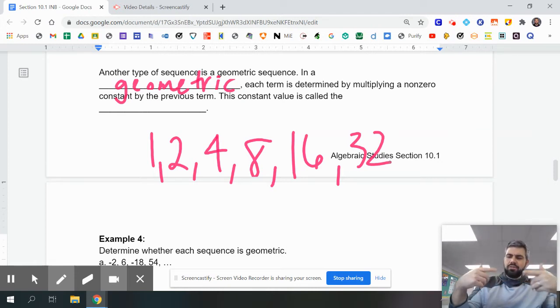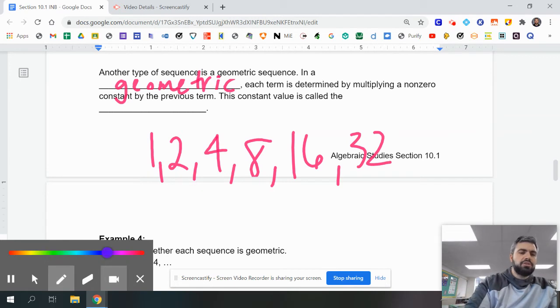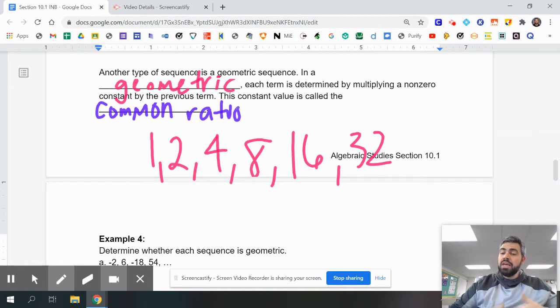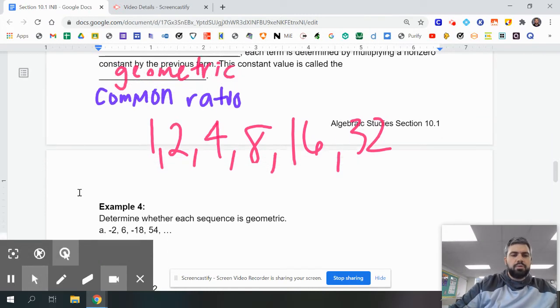So that constant value that we multiply every time has a special name too. And we call that the common ratio. Okay, so ratio, remember, is something that we'd multiply by. So the common ratio is what we're going to multiply our geometric sequences by to find the next terms. Okay, so let's look at a couple examples.